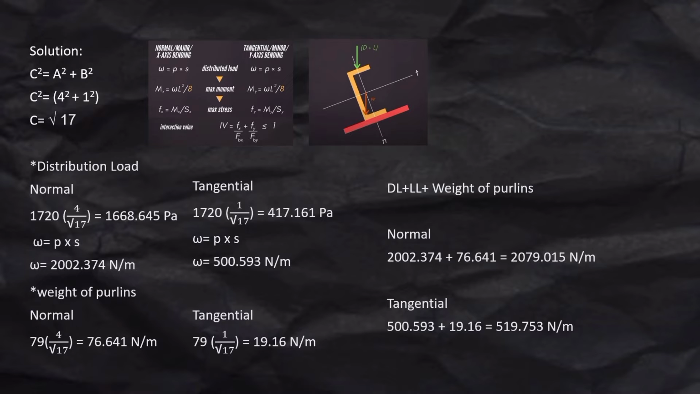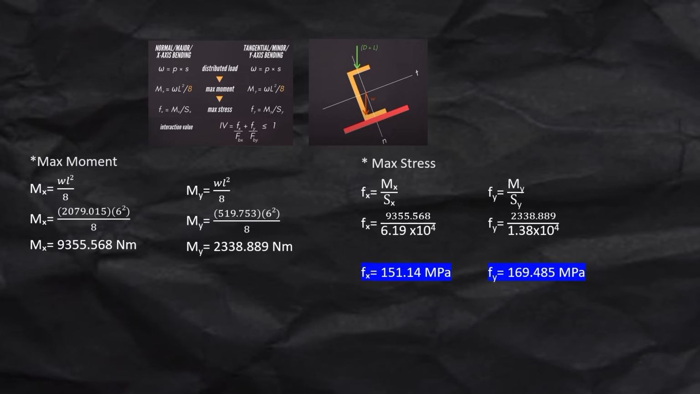So, kukuhanin natin yung mga loads na dead load plus live loads saka weight of purlins kasi sila yung mga loads na tinatawag na gravity loads. Sa normal, pag kinuha natin yon is 2002.374 plus 76.641 is equals to 2079.015 Newton per meter. Sa tangential naman is 500.593 plus 19.16 is equals to 519.753.